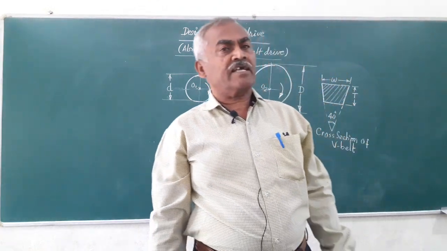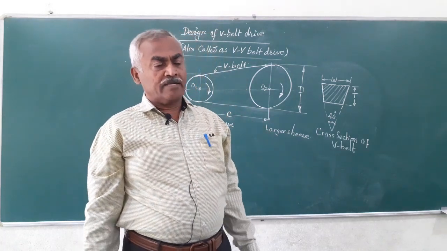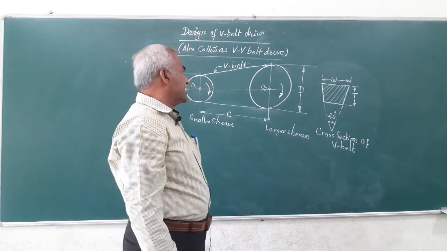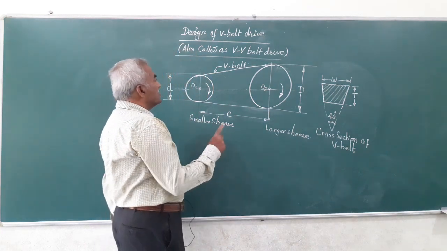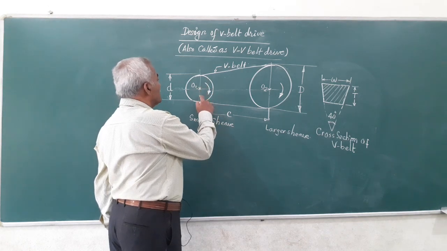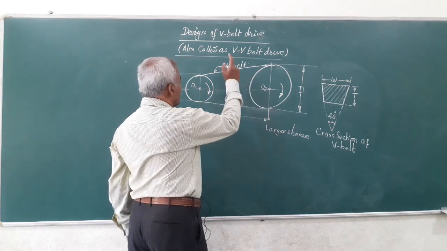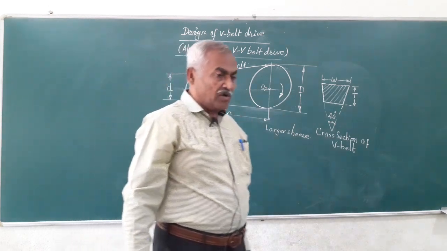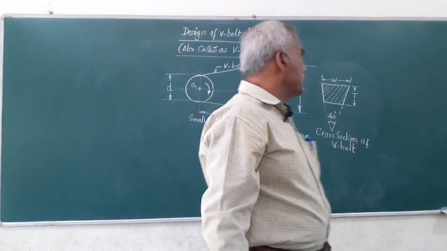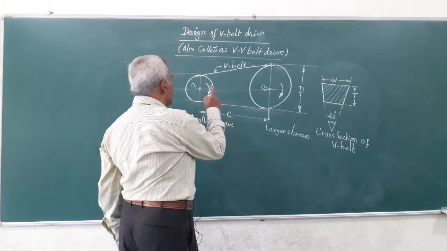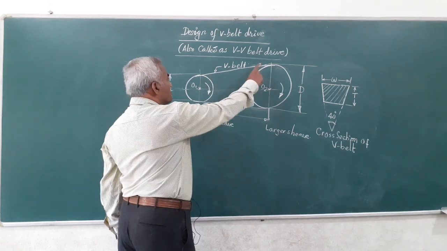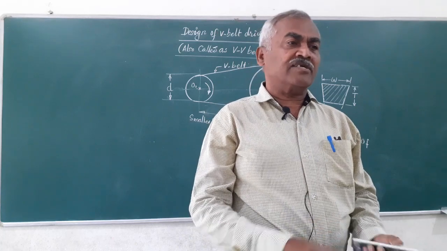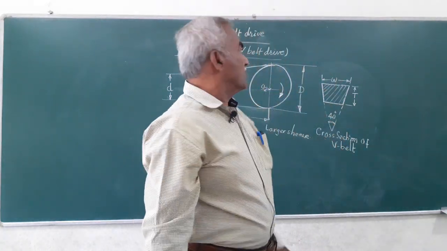Friends, when I say design a V belt, it means we have to design all the parameters or the elements connected with that. So basically we have three elements, namely the driver pulley, the driven pulley, and the V belt, and we have to find out, for the power to be transmitted, what should be the diameter of the larger pulley, the smaller pulley, what should be the cross section, and how many belts or how many strands are required to transmit the given power.